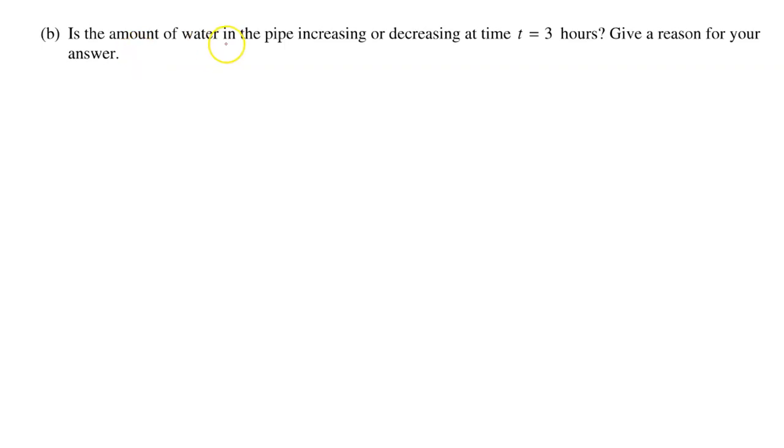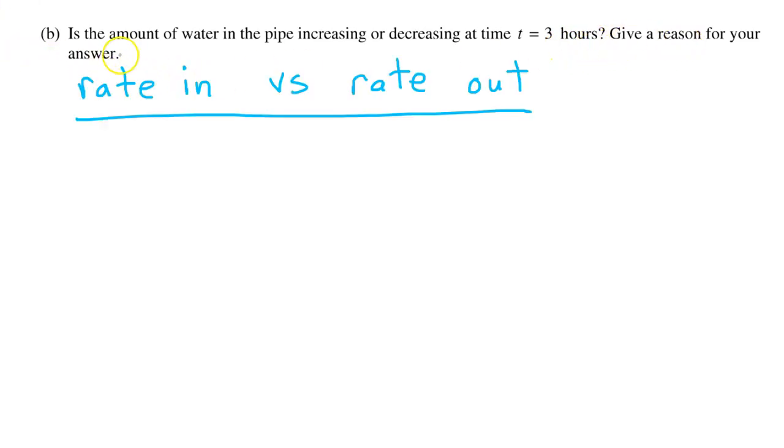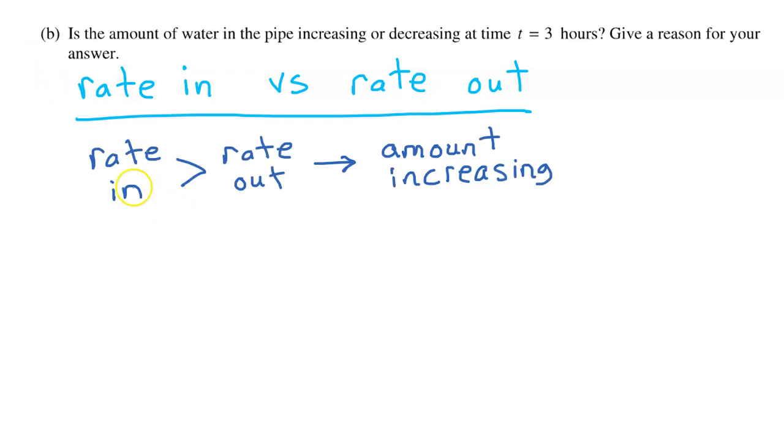Part B. Is the amount of water in the pipe increasing or decreasing at time t equals 3 hours? Give a reason for your answer. If you want to know if the amount of water in the pipe is increasing or decreasing at a particular time, all you need to do is compare the rate in with the rate out. If the rate in is greater than the rate out, then the amount of water in the pipe will be increasing. That makes sense. If water is flowing in faster than it's draining out, then water in the pipe will be building up.